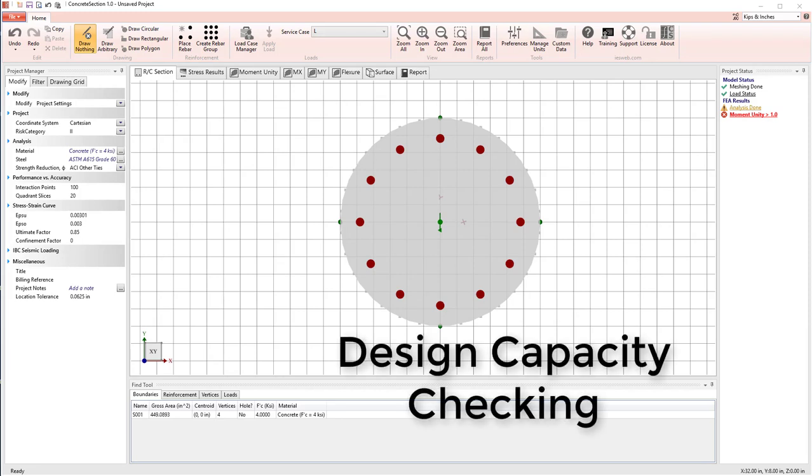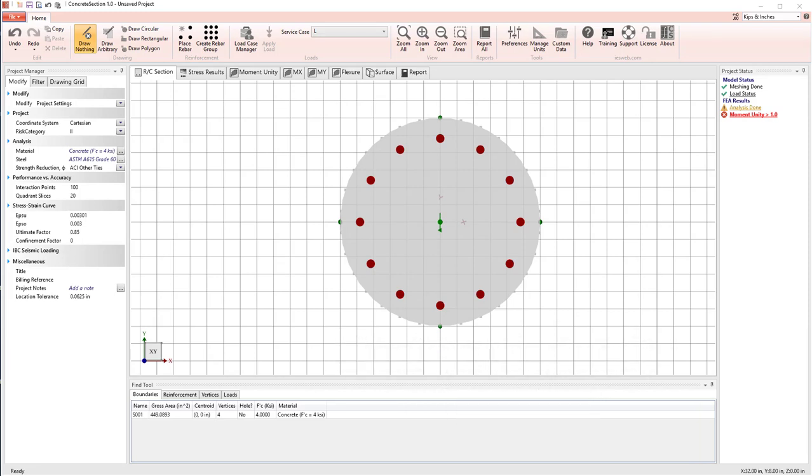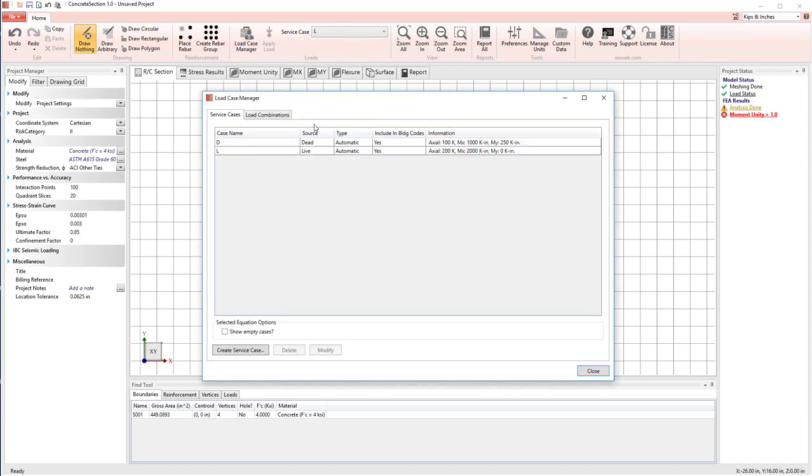The ConcreteSection program has the ability to give you some information regarding capacity relative to factored load cases, unity check type information. Let's look at how that's presented.